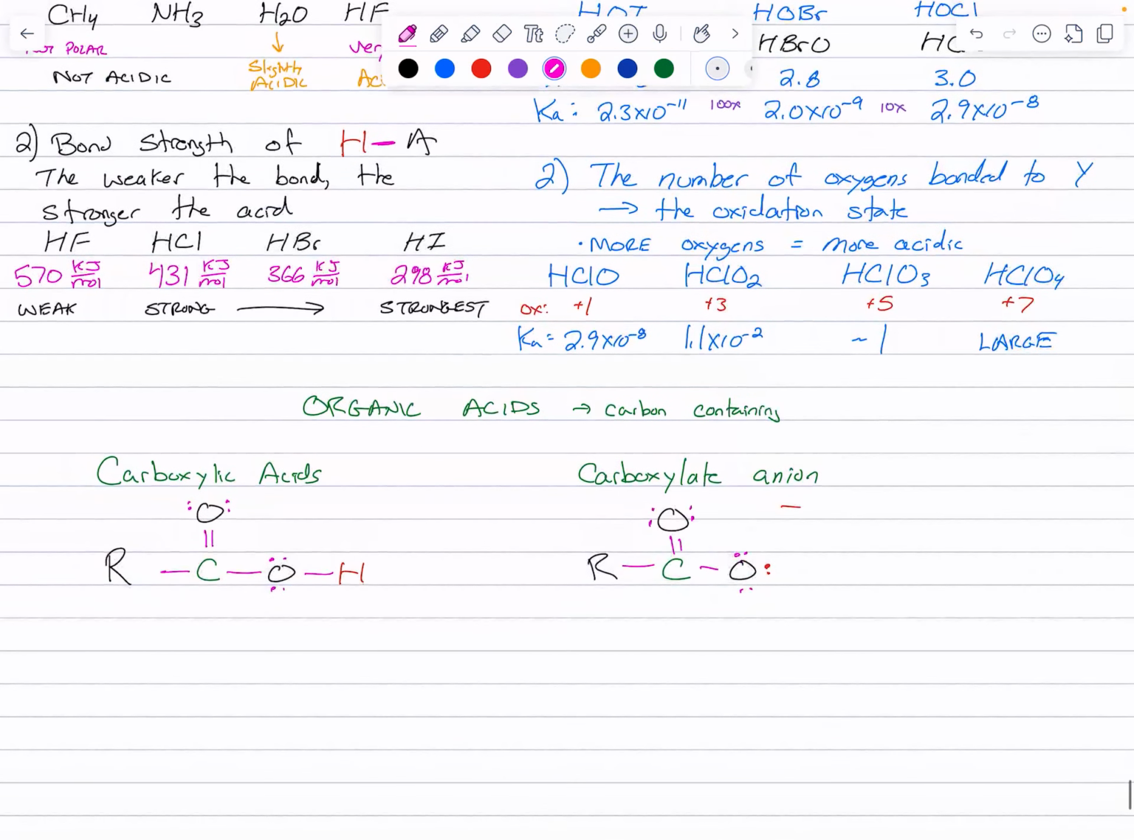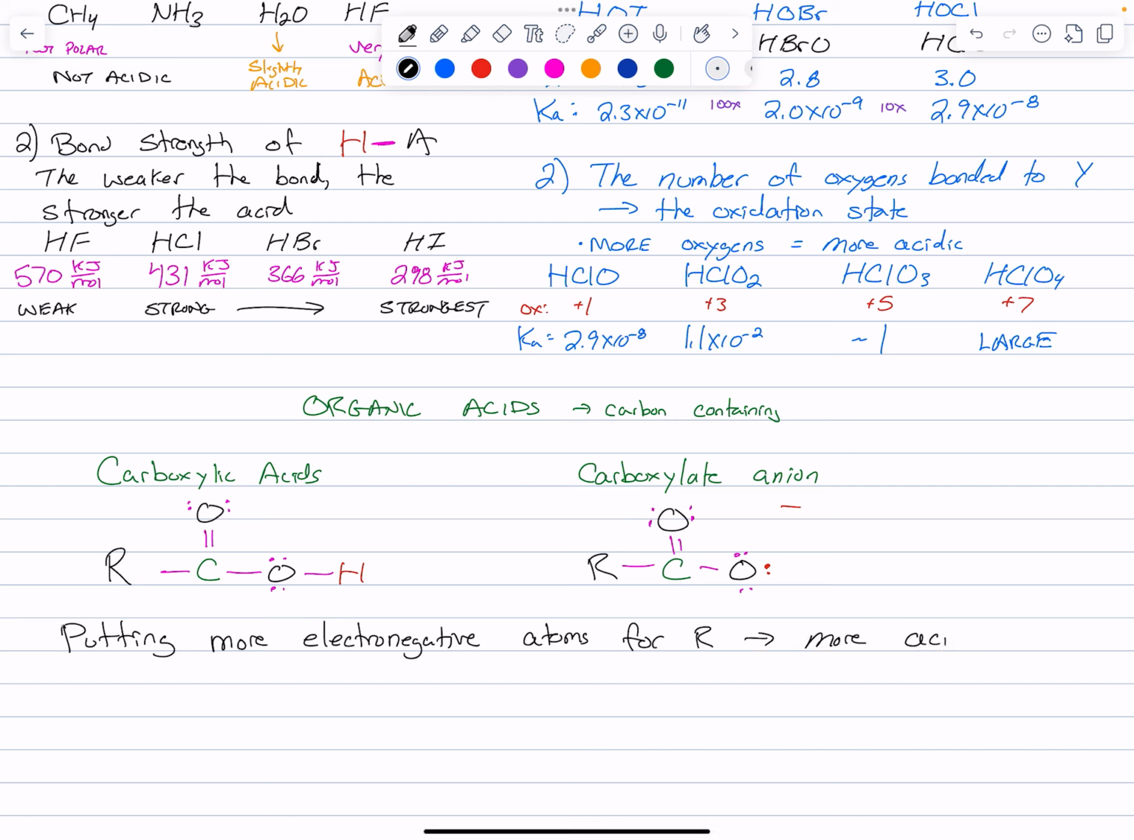Now, how we make these more acidic is putting more electronegative atoms for R. Doesn't matter what R is. That's going to be more acidic.